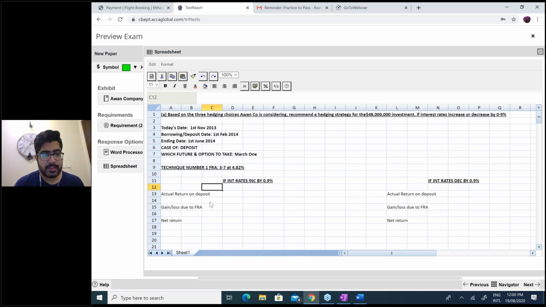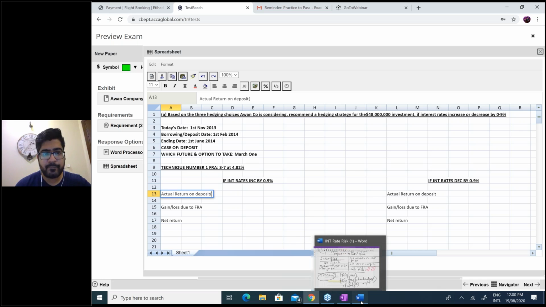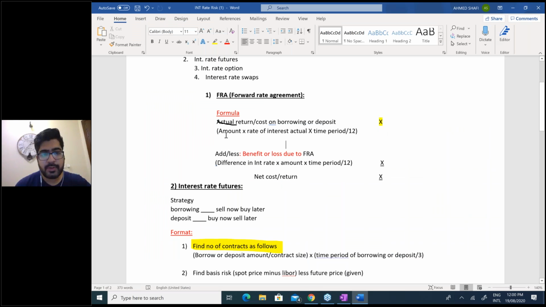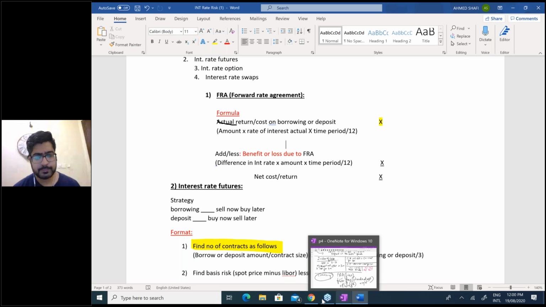Okay, so let's start. You have to solve the FRA. If interest rates increase or decrease by 0.9, you need to show return on deposit or cost of borrowing, gain loss due to FRA, net return or cost. Let's start. Actual return on deposit. It's very easy. I've told you the formula as well. The formula of actual return on deposit is amount into actual rate of interest into time period over 12. So what is the amount?